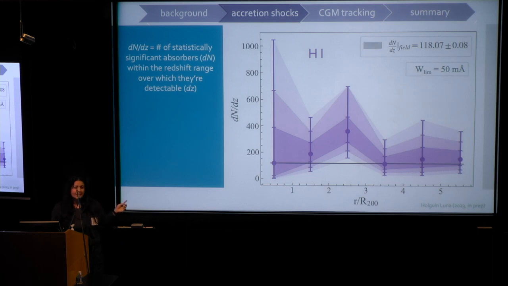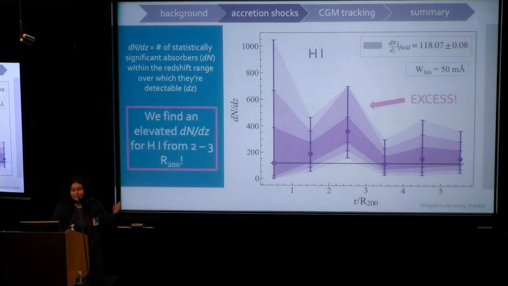So dN/dz here is essentially a way to show the statistically significant absorbers of H1 within the redshift range over which they're detectable. So you could think of it as the number of H1 absorbers that we've detected. And I have identified this excess between 2 and 3 R200. So the amount of H1 we're detecting within this range between 2 and 3 R200 is above what this black line is showing, which is the value we would expect to get.